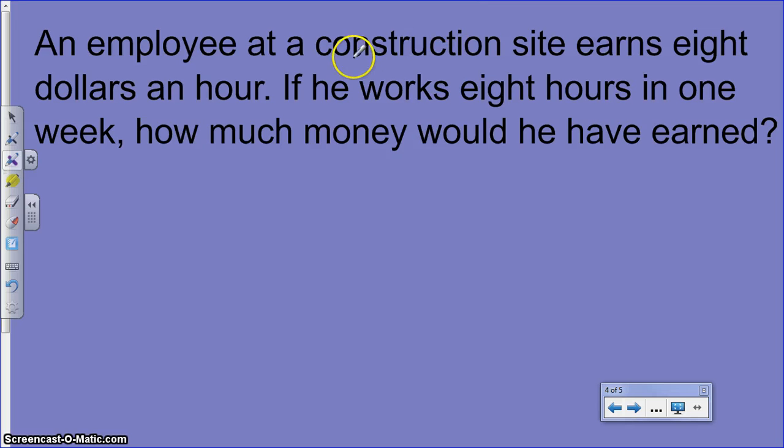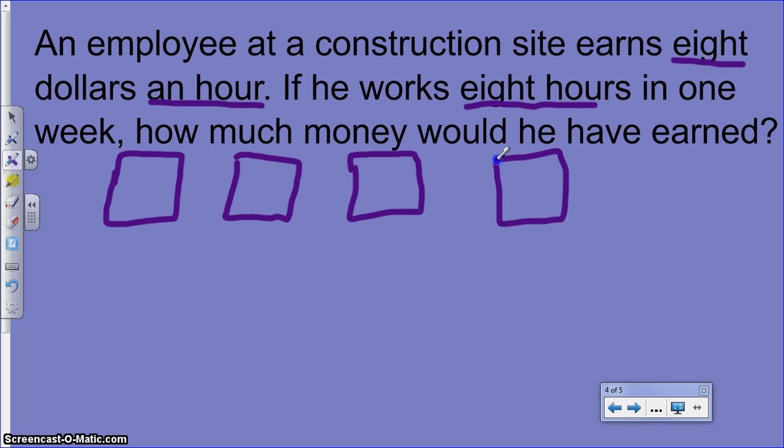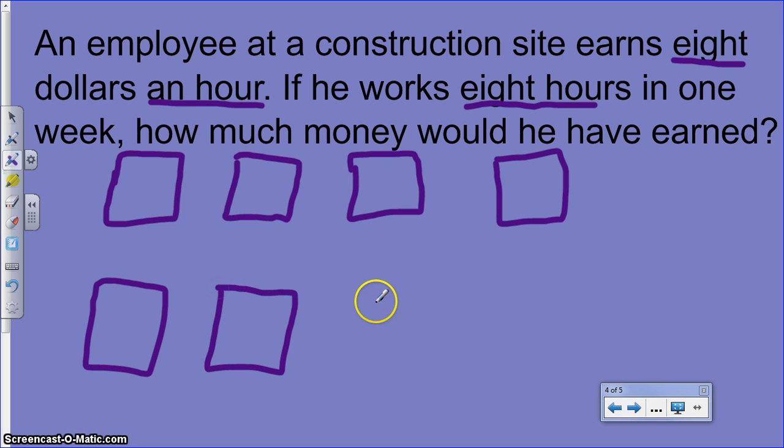So in this case, this construction worker earns $8 every hour. So every 1 hour he works, he earns 8. It says that he works 8 hours. So let's draw these boxes again. Each of these boxes is going to represent 1 hour, and he works 8 hours. So let's say each of these boxes is 8. Each box represents 1 hour, and this worker works 8 of them.